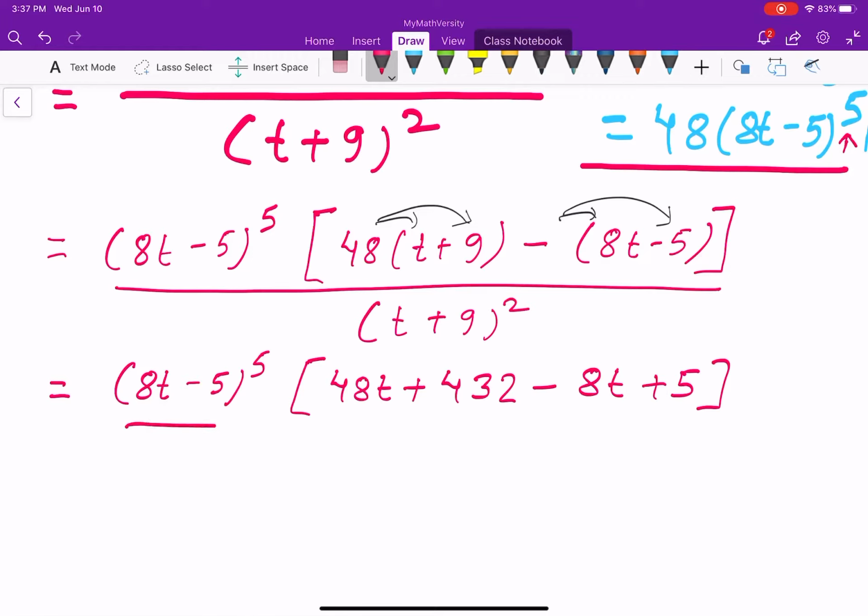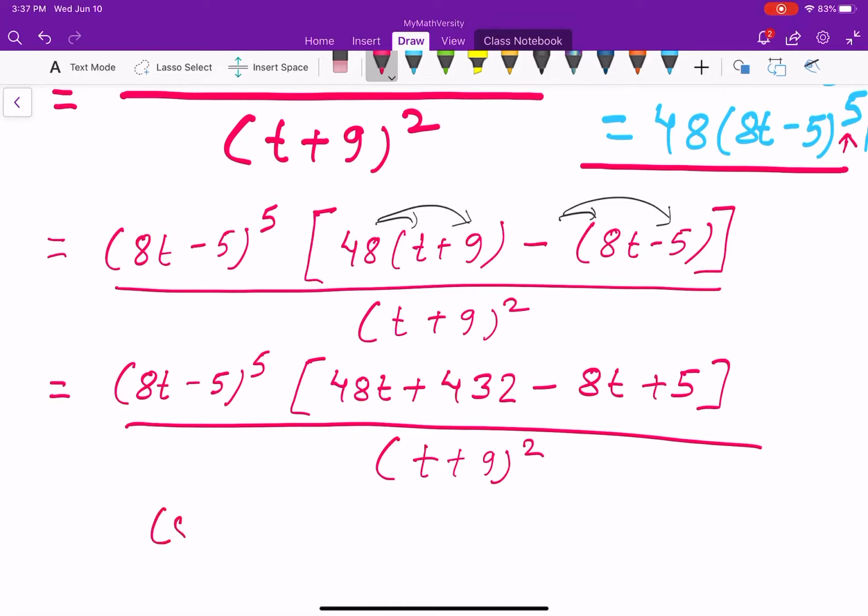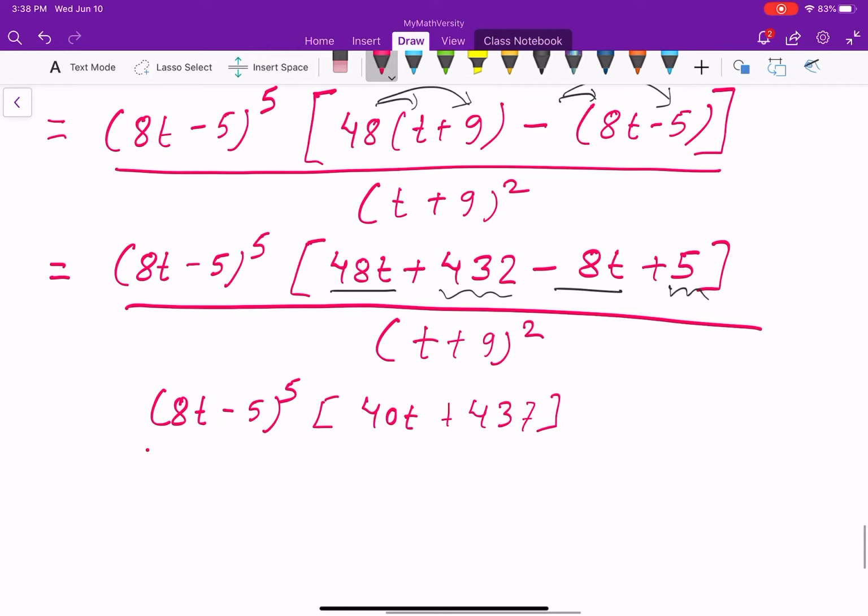Now everything under that will be the square of (t plus 9). All right, then now we have (8t minus 5) to the power 5, and then we can combine the like terms. Here is 48t, here is negative 8t. When we combine, we just get 40t, right? And now we have positive 432 and positive 5. When we combine, we get 437. All right, and then everything under that will be the square of (t plus 9).